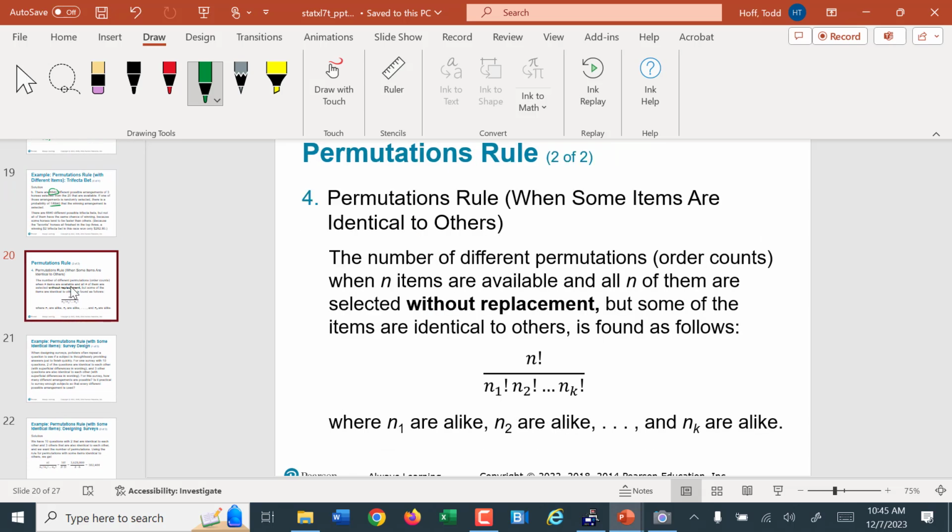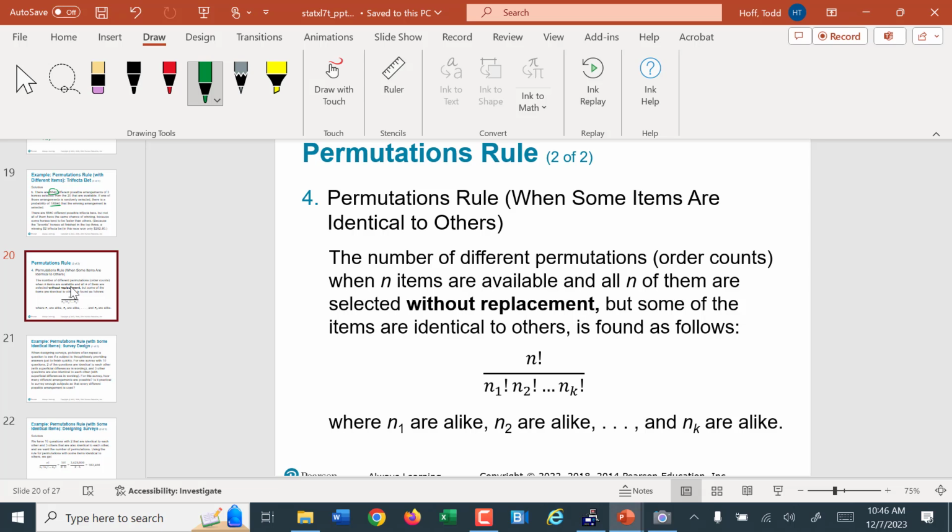So for the permutation rule, if we have repeated items, the one we've done so far is when all of them are separate, all of them are different. But what if we have some items that are the same as each other? Well, now we have certain combinations that would be just the same.